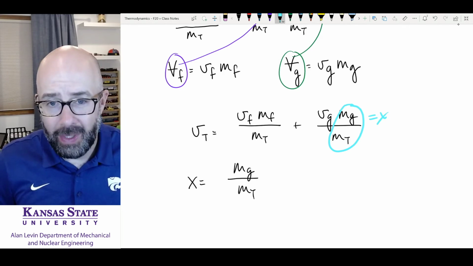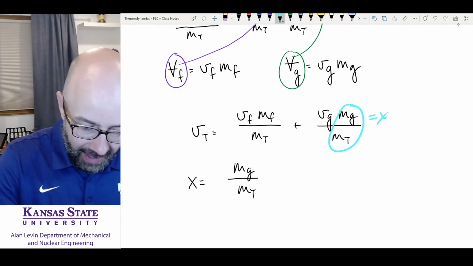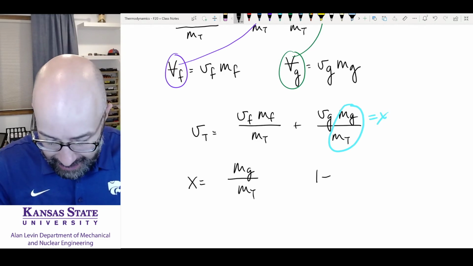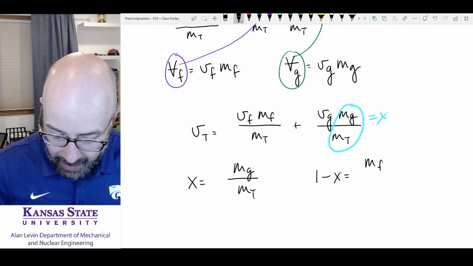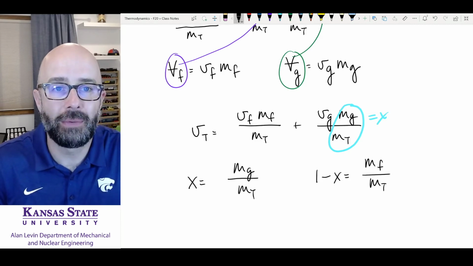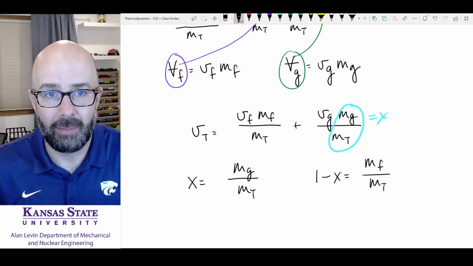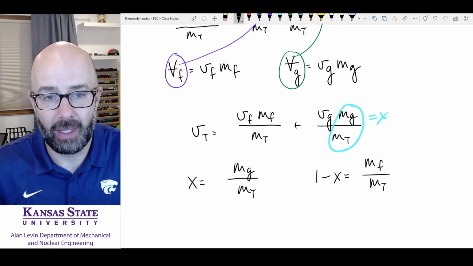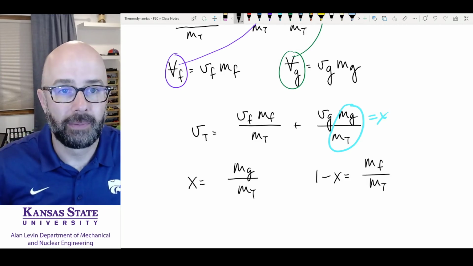And if we say the mass of the vapor over the total mass is x, then we can say that 1 minus x is equal to the mass of the liquid over the total mass. Okay? Remember, this x can only go between 0 and 1. 0 means there is no vapor in the mixture. It's all saturated liquid.